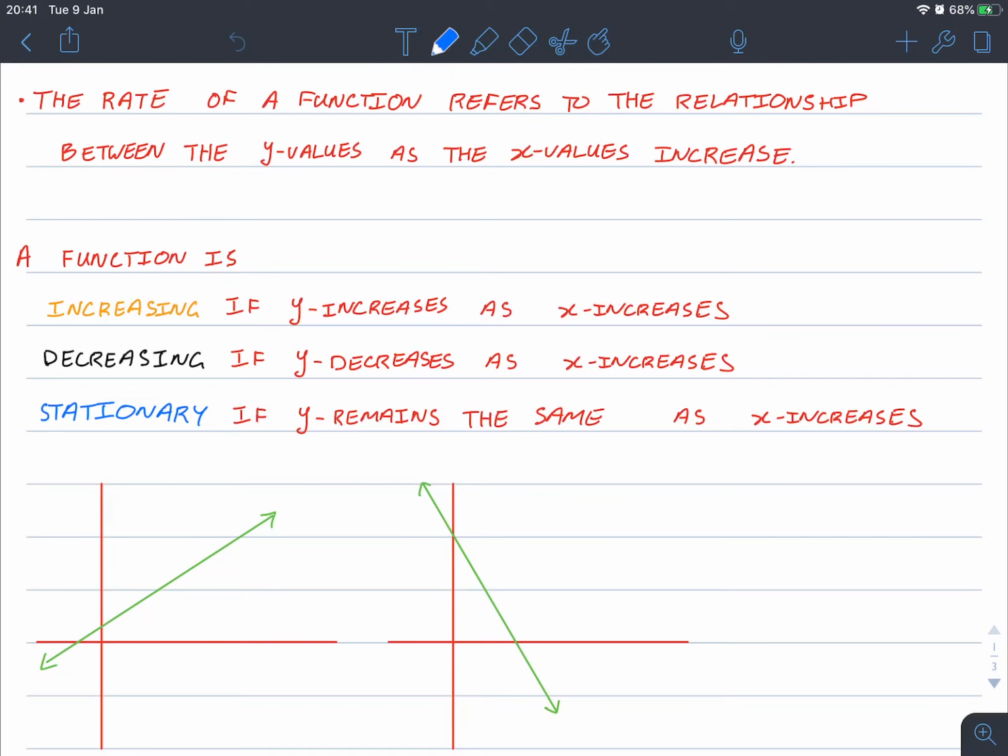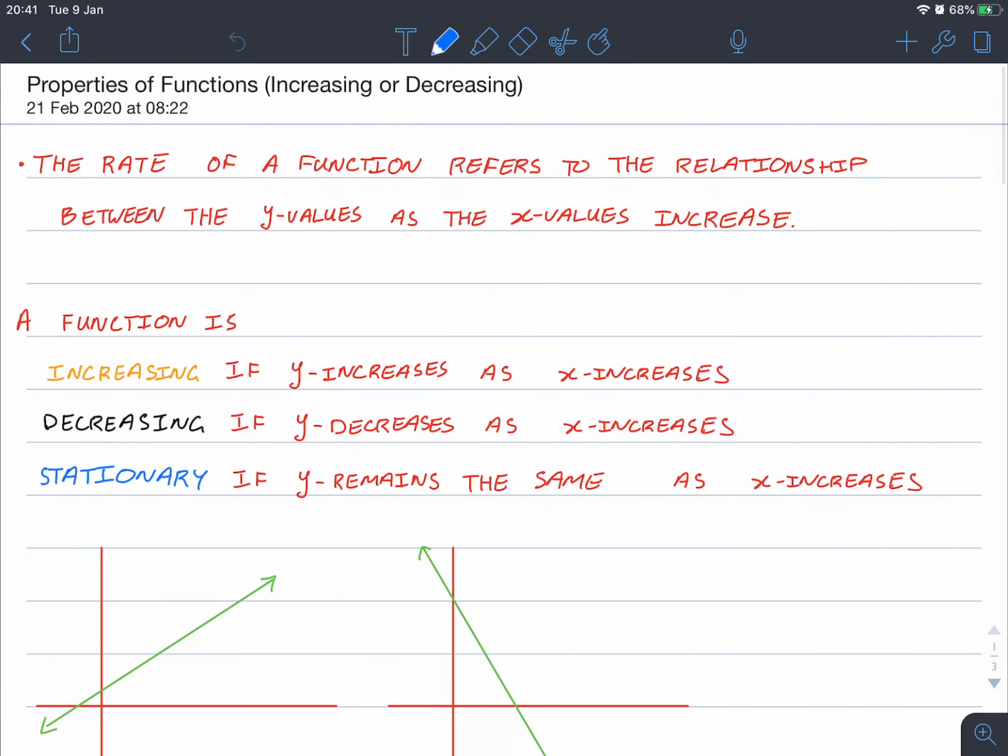Hello class, this is a video tutorial on the properties of functions. In this video we will be learning about increasing or decreasing rates, or increasing or decreasing functions.